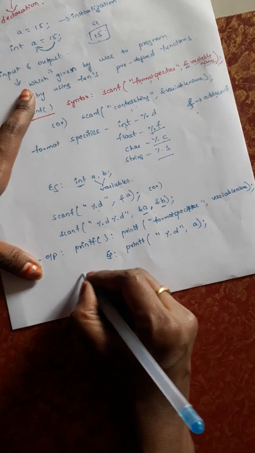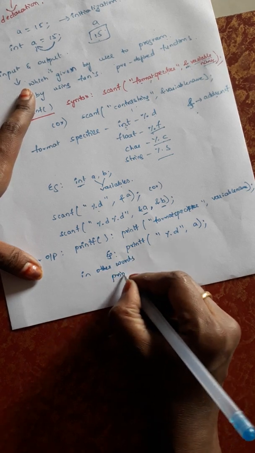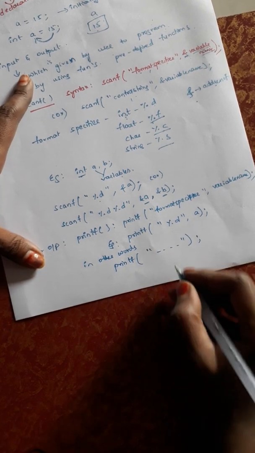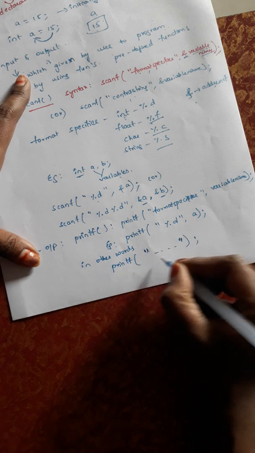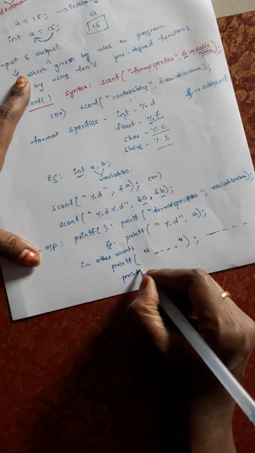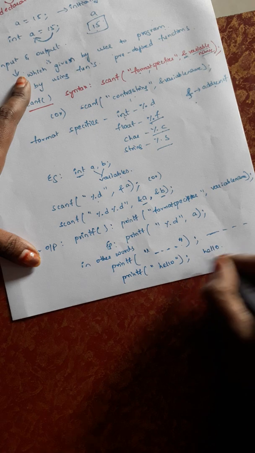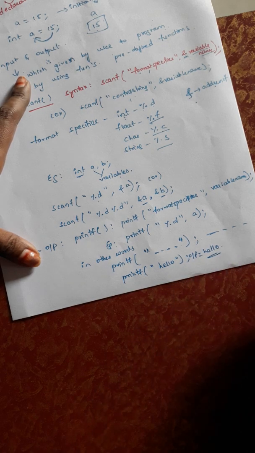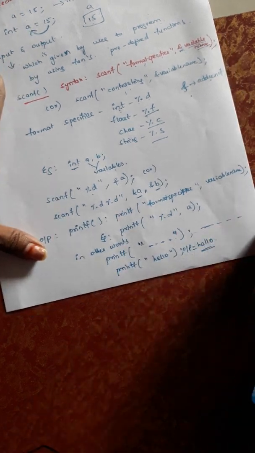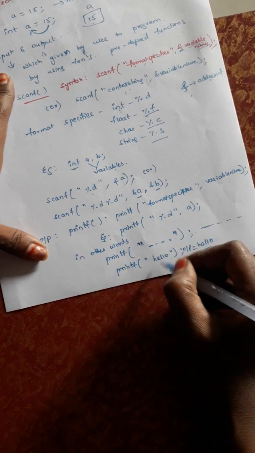In other words, whatever we write in the printf statement within the double quotes will be printed as it is in the output. For example, if we write printf hello, what is the output? Hello. If we write hi, we get hi. If we write hello world, we get hello world. Whatever we write between the double quotes, it prints as it is.